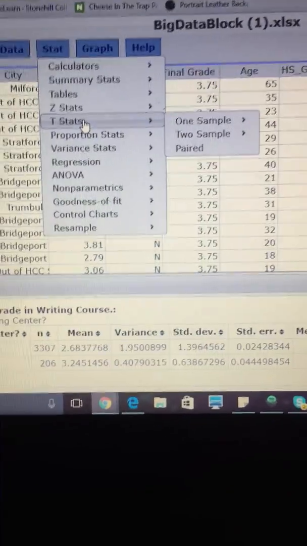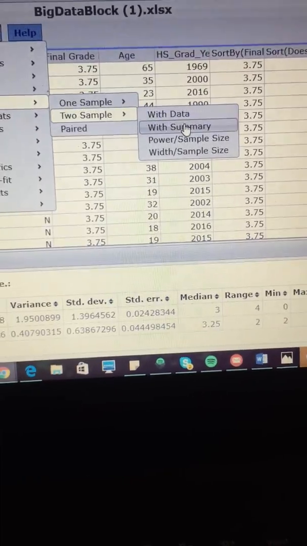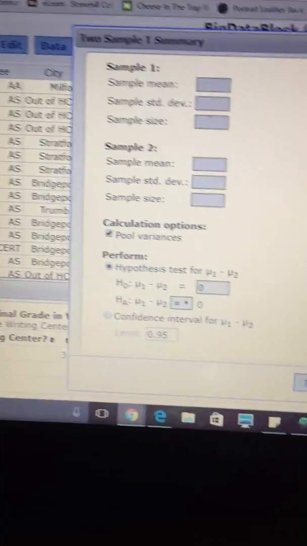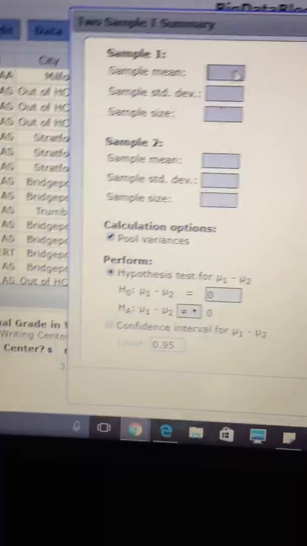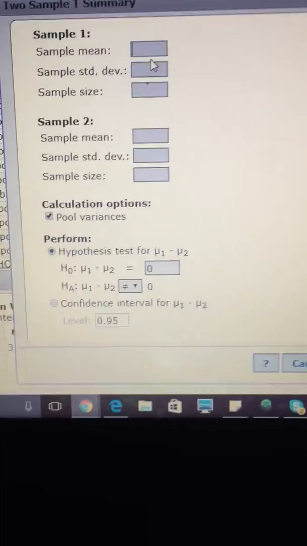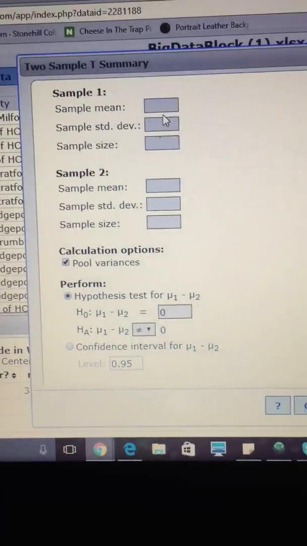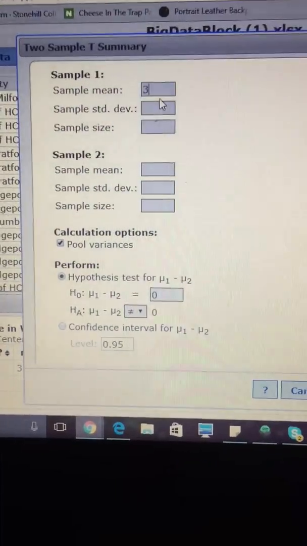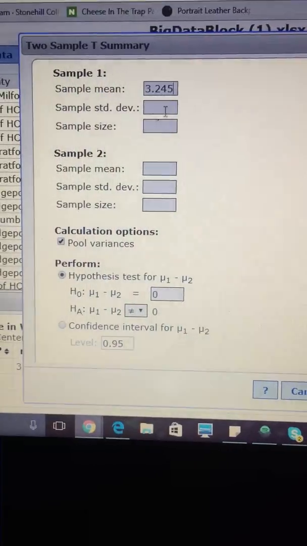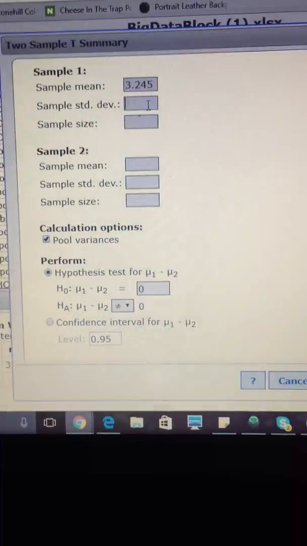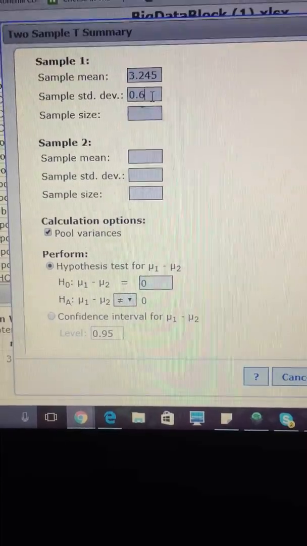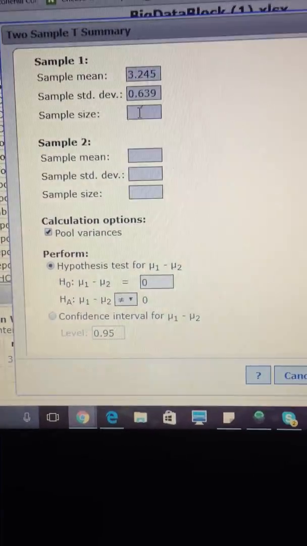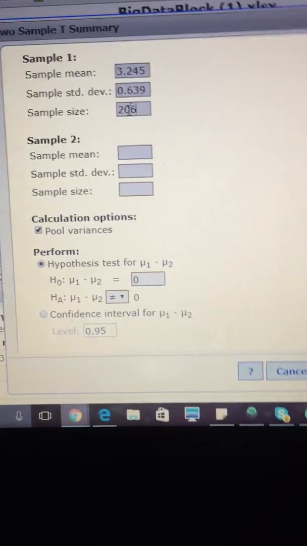Then you would use all this information in the t-stat. You use two samples with summary, because you already have all your information. The first sample we'll be using here is the students who do go to the writing center. The mean is 3.245. The standard deviation for the group is 0.639. The sample size is 206.